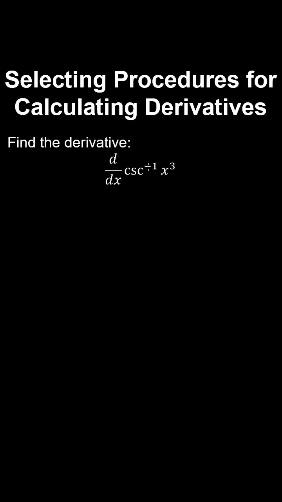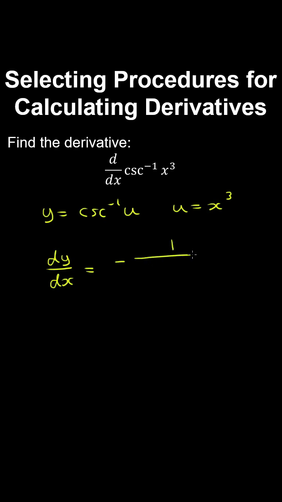Let's find the derivative of the arc cosec of x cubed. So we can write this as the arc cosec of a function u, where u is equal to x cubed. And now we can directly apply the derivatives of the inverse trig functions we've derived earlier. So for the arc cosec of u, that's minus 1 over the absolute value of u by the square root of u squared minus 1. And we need to multiply by du dx. So that will be 3x squared in the numerator. And you can think about the values of x for which this derivative is valid.